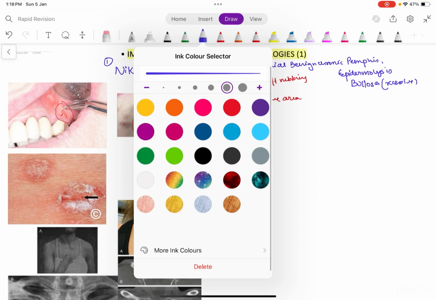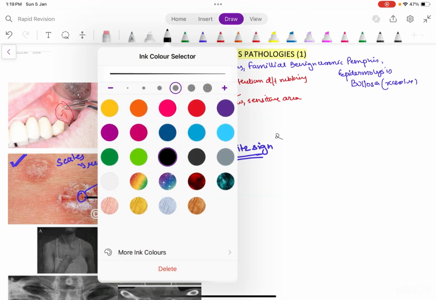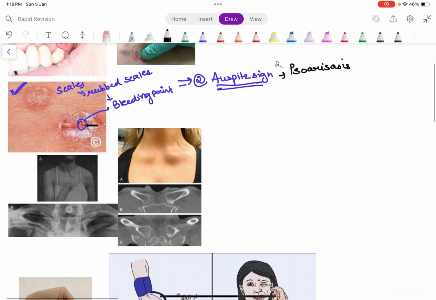Then coming on to the second one. Here we have a lesion, and then we rubbed off the lesion. Basically here we have scales. We rub the scales, and then what you see here is a bleeding point. This is the Auspitz sign, and the most important question, it is seen in psoriasis.